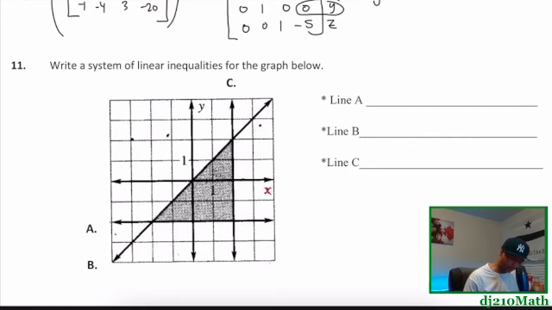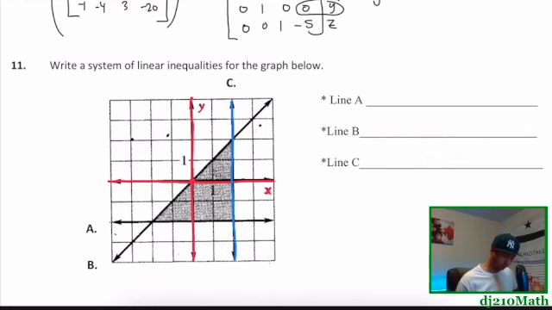Here's the X and Y axis. The X axis is this one, and the Y axis is this one. I really don't care about those, but I can see where the origin is. In blue, this is what I'm going to write.